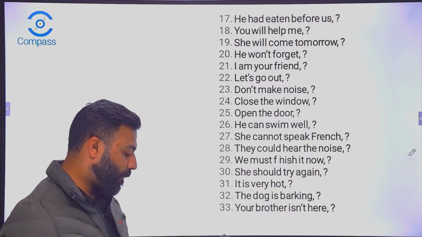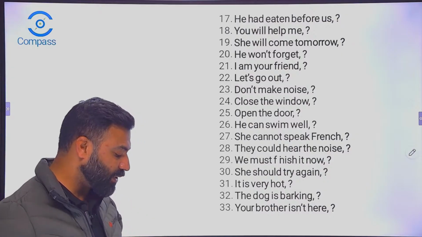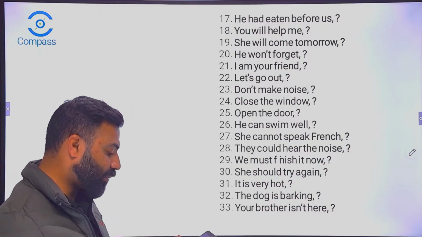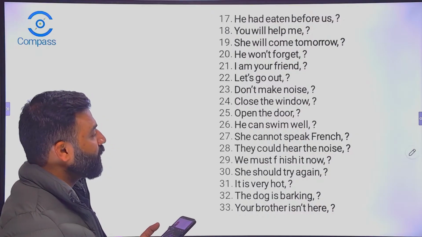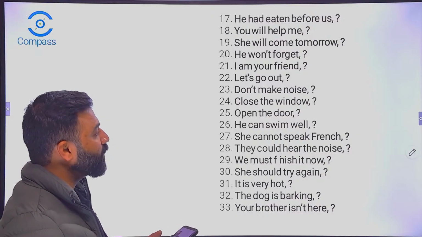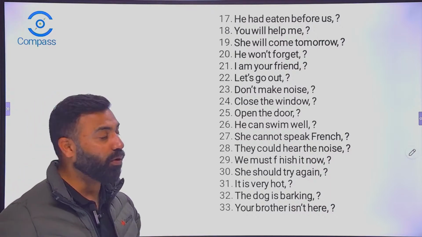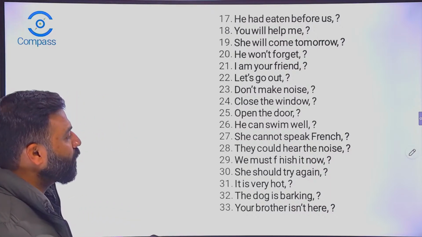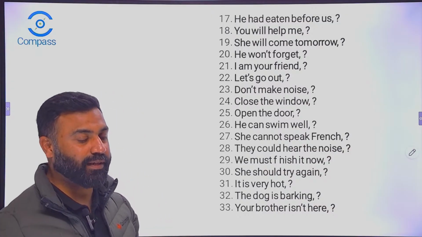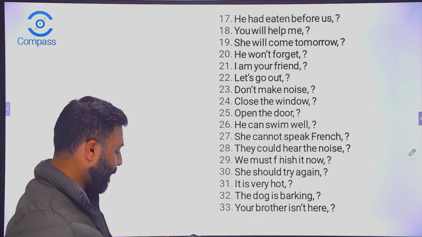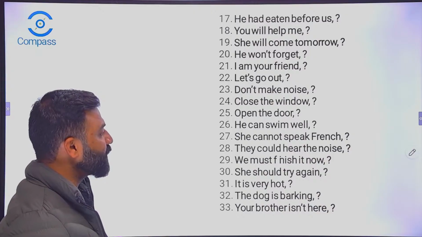Open the door. Okay, Rasika has also answered and Nivriti Deshwal as well. They both have answered it correctly. The answer is open the door, will you? Again, it's an order. Okay. Now, what about this one? 26th. He can swim well. 26th. He can swim well.